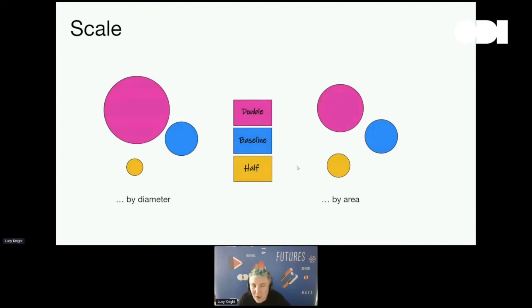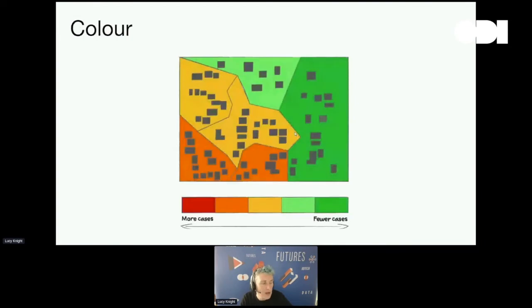So, scale. Be careful with scale. If you're looking at scaling up a graphic in an infographic setting, do it by area. Let's have a little look. What's next? Oh, colour. Thinking back to the gun deaths one and the one that it was based on, that use of red, what was that about?